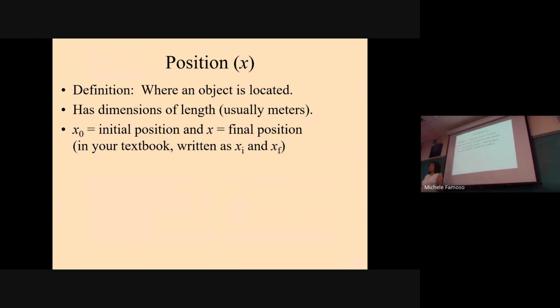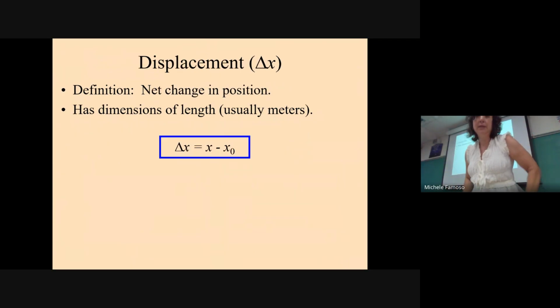So if I'm looking at a position at 1 second, what I would do is write x1. If I want a position at 5 seconds, what would I write? x5. Now, x by itself just refers to a final position at some arbitrary time. Okay, there's no specific time. It's just some ending time.